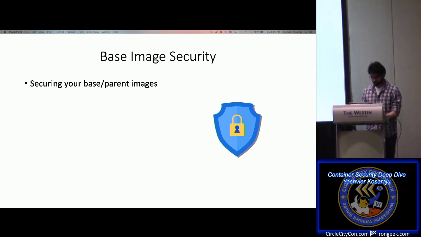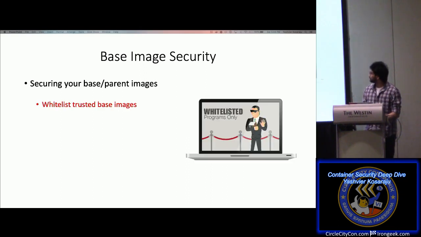That base image, if it contains vulnerabilities, is going to propagate to all of the containers that are built on top of the base image. So that's going to be a lot of containers. So you need to secure your base images. What can you do to secure your base images?